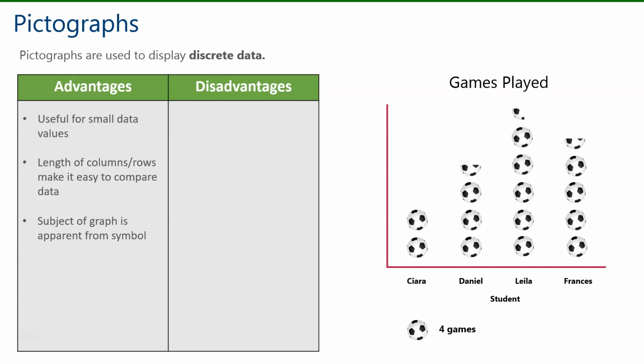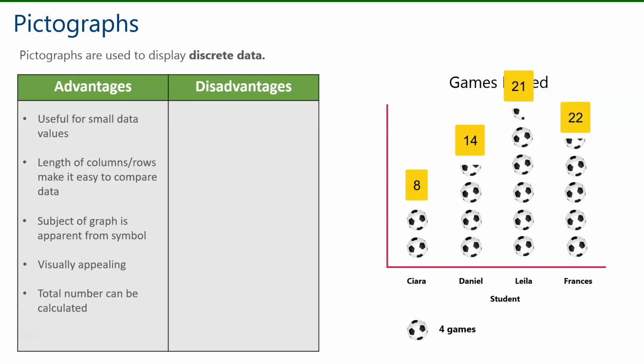The subject of the graph is apparent from the symbol. So when I look at this graph, the number of games played, obviously we're talking about soccer because the graph uses a soccer ball. They are visually appealing. These types of graphs certainly catch your eye. And the total number can be calculated. It would take a little more time, but I can calculate the total in each column.